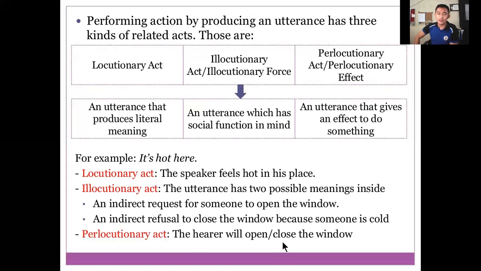It's hot in here. So it may be, again, an illocutionary act. When a person says, it's hot in here, it may be an indirect request for someone to open the window. The person could not just simply say, open the window, but the person says, it's hot here. So basically common sense that the person should open the window. Or an indirect refusal to close the window because someone is cold. So maybe someone would like to close the window, but when a person says, it's hot here, this is a refusal to close the window because it's hot here, or someone feels cold inside. That's an illocutionary act. There is a social function in mind. I hope you got my point.